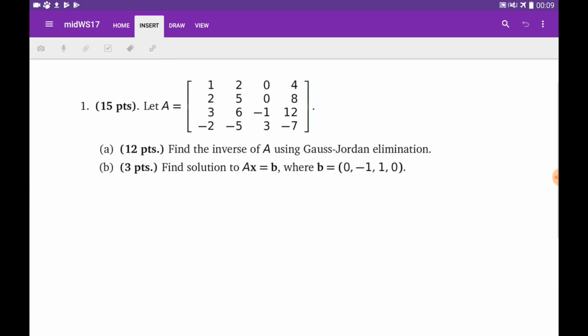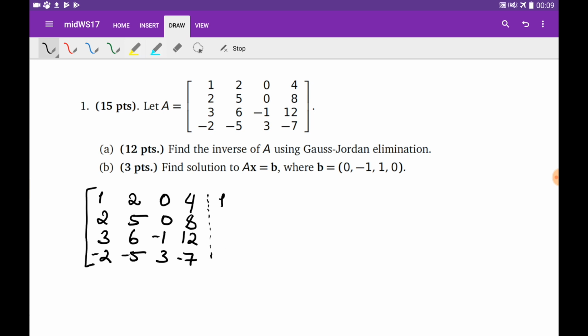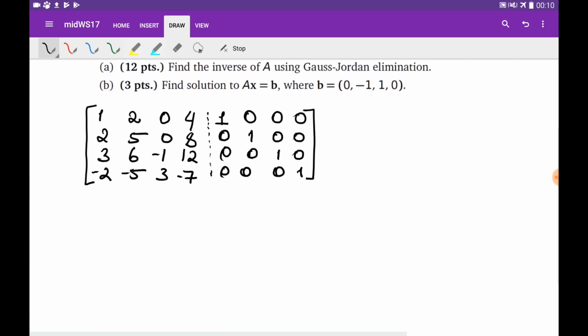Let's start with the first problem in the second part. We need to find the inverse of A using Gauss-Jordan elimination. In order to do this, we first copy the matrix: 1, 2, 0, 4, 2, 5, 0, 8, 3, 6, minus 1, 12, minus 2, minus 5, 3, minus 7. And just after this matrix, I copy the identity matrix. I need to bring this huge matrix to the reduced row echelon form. So I choose the pivot here, and I have to eliminate all the entries below this pivot.